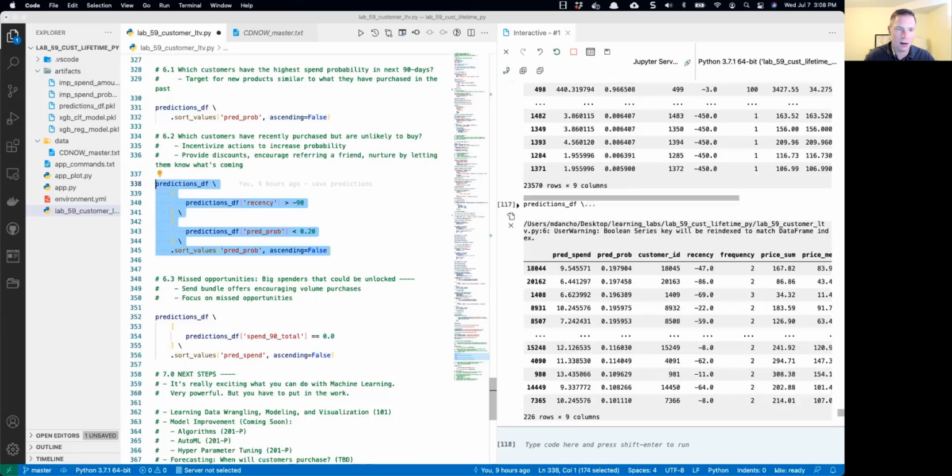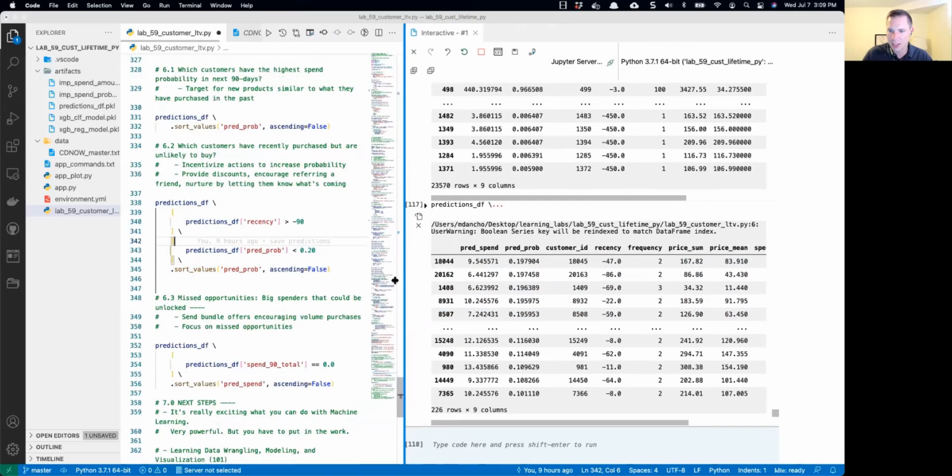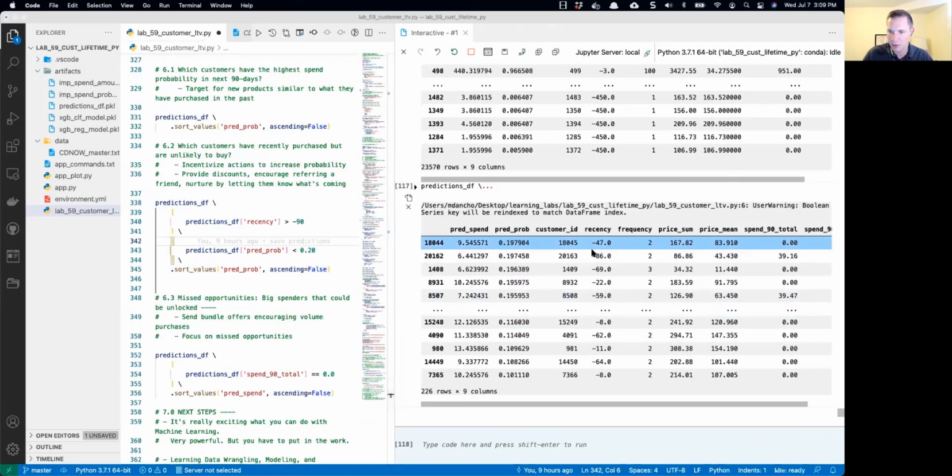The goal here is that we want to incentivize actions. This relates to that recency. We want to get them to keep buying, so we want to incentivize actions to increase their probability. We may want to provide discounts, encourage referring friends, nurture them by letting them know it's coming, maybe give them deals for smaller items to get them buying and to keep reviving and revitalizing. You can see here, these people have purchased relatively recently, within 90 days, but they have a prediction probability in the lower range, so 19% or so.